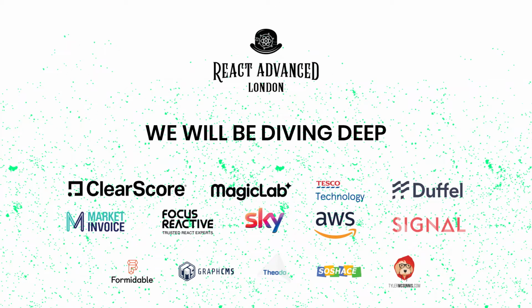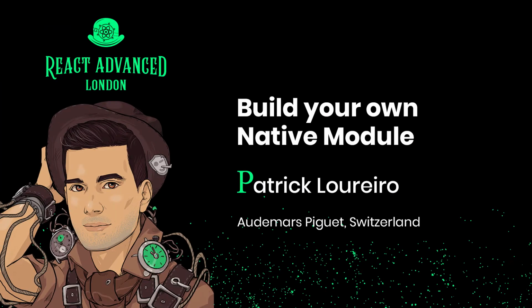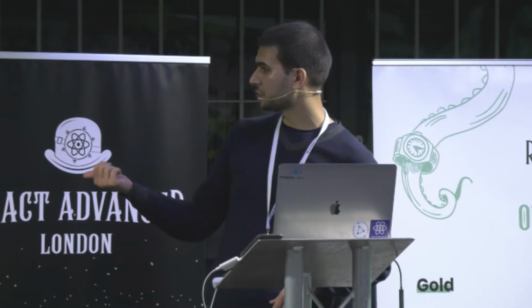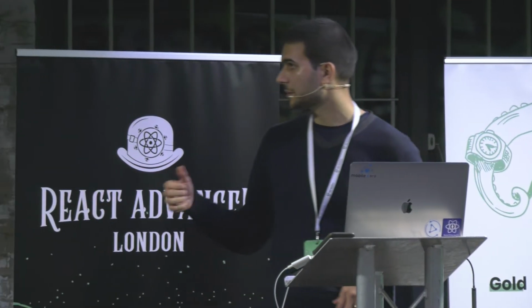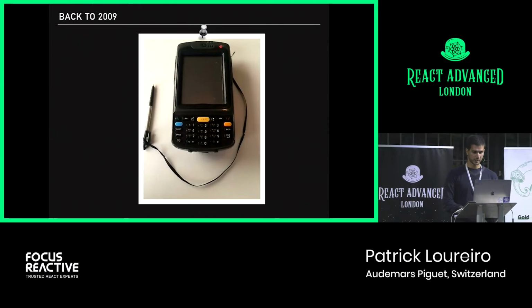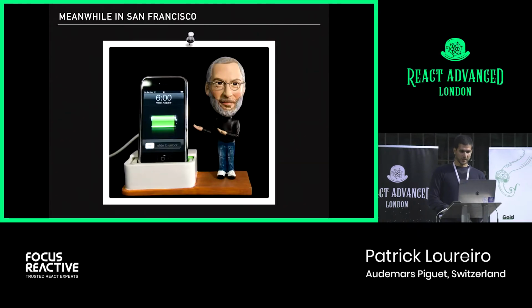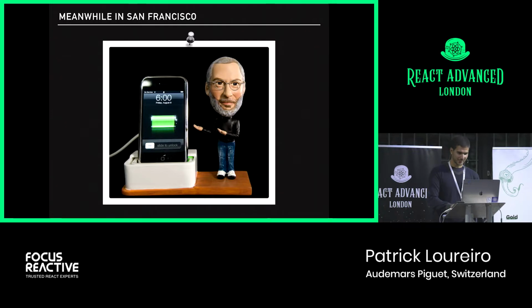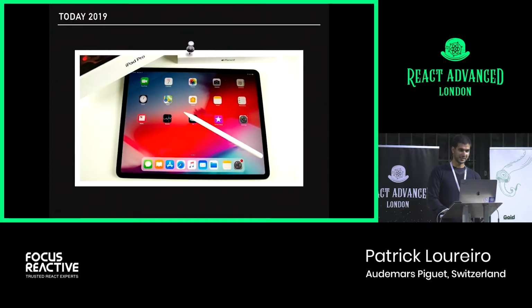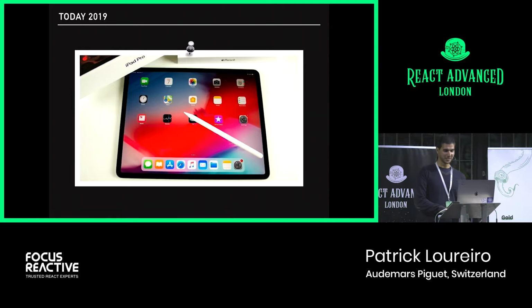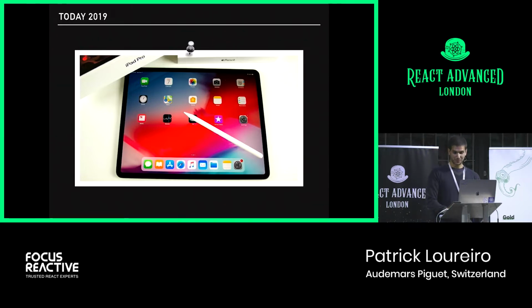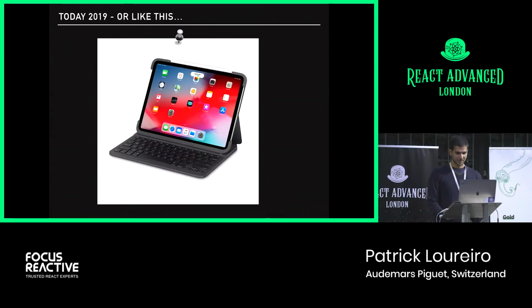Hi everyone. So that was the kind of device that I used to build mobile applications back in 2009. Meanwhile, in San Francisco, Steve Jobs was launching the iPhone 3GS. And now in 2018, we are doing this with this kind of device.